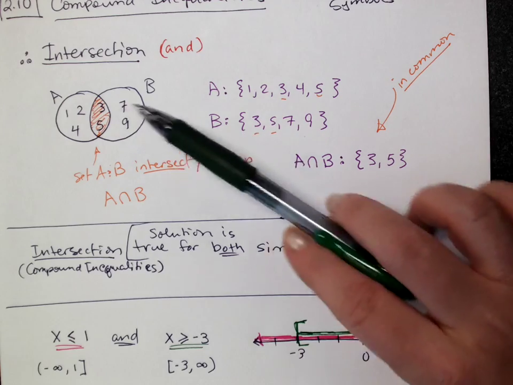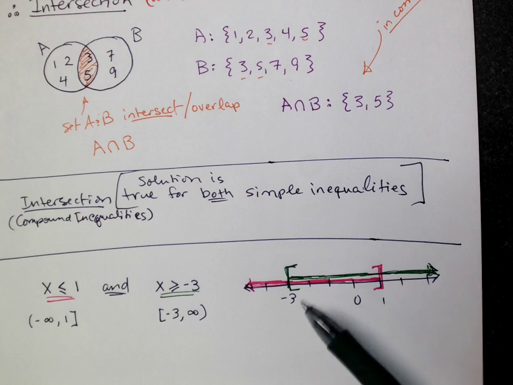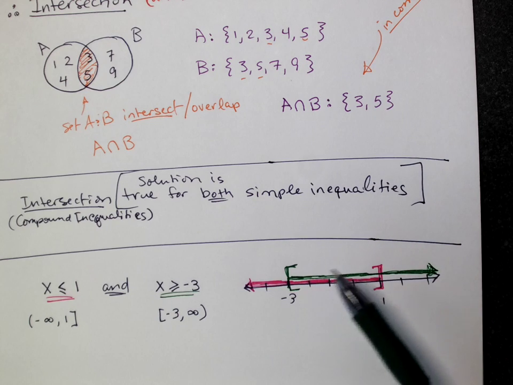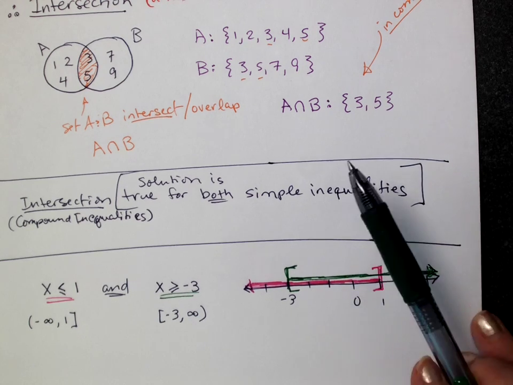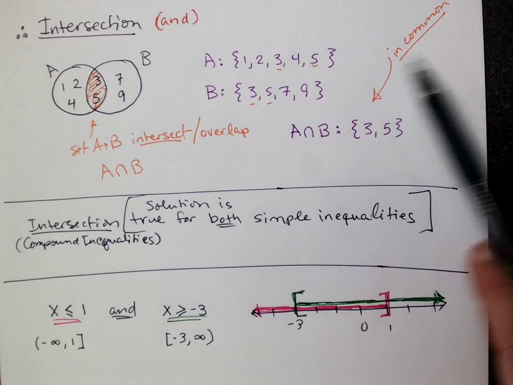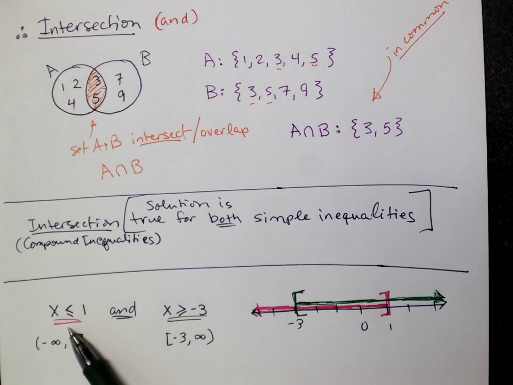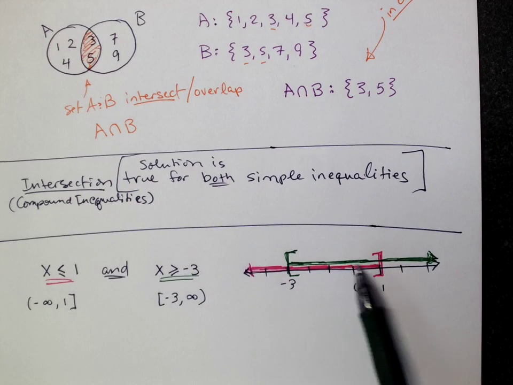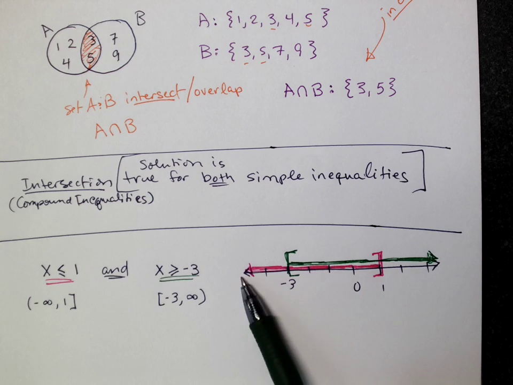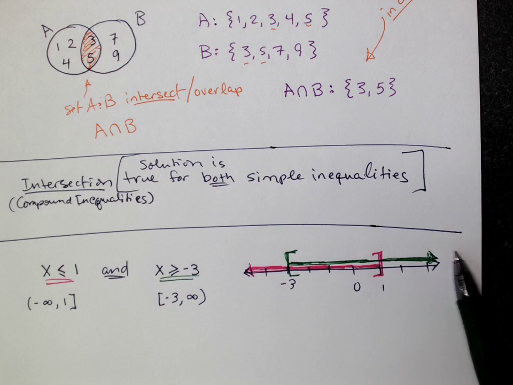But the same idea of an intersection applies even when we're dealing with infinite rather than discrete sets, where all those in-between numbers do count. The intersection is still a matter of understanding where the overlap is, or what they have in common. So x less than or equal to 1, this simple inequality, all of these things are its solution, and the other one, x greater than or equal to -3, its solution is all of these things. But what do they have in common?